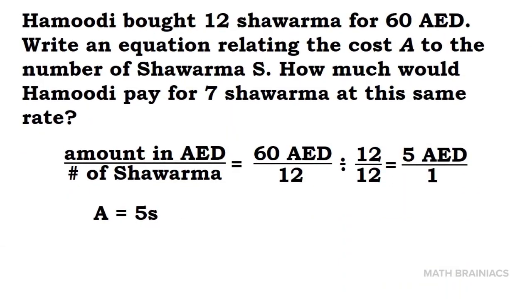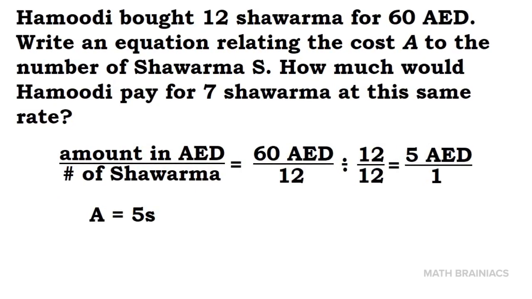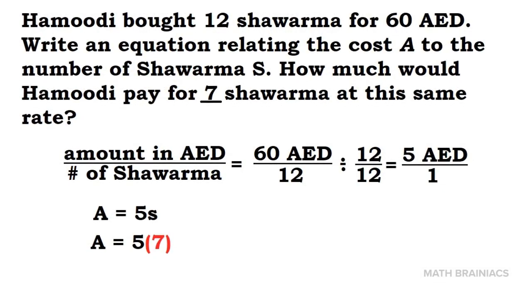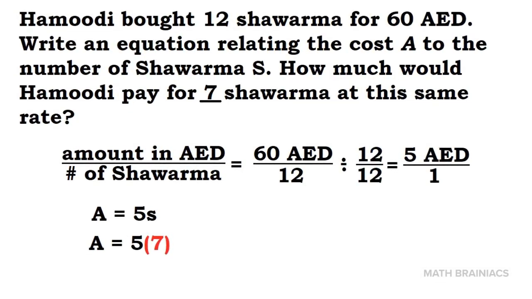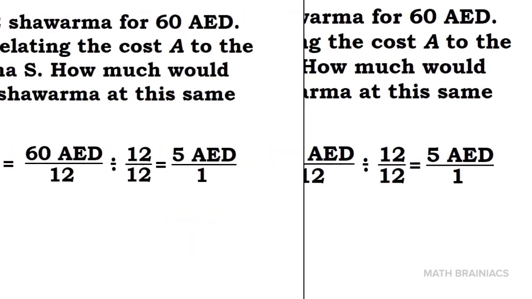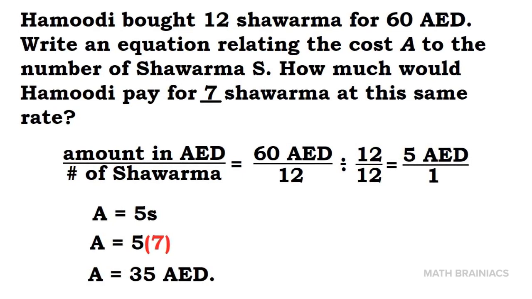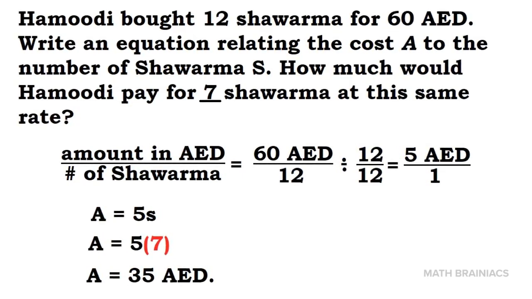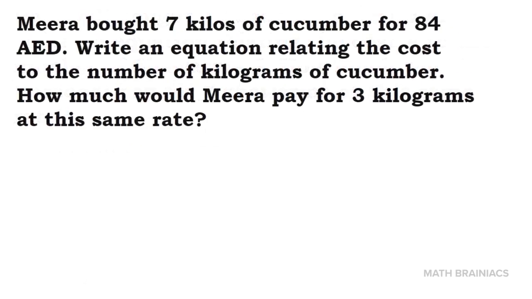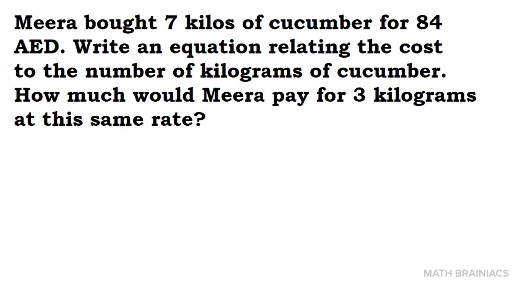To solve for 7 shawarma at this same rate, we can write A is equal to 5s. Substituting the value of s to the equation, which is 7 shawarma, we can write A is equal to 5 times 7. Accordingly, A is equal to 35 dirhams. Therefore, Hamoudi needs to pay 35 dirhams for 7 shawarma. Let us work on another example so that you can fully understand the lesson.